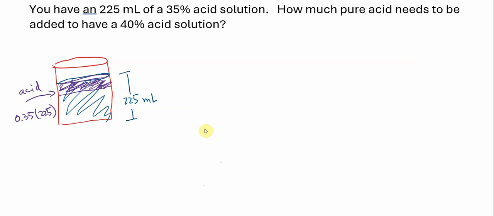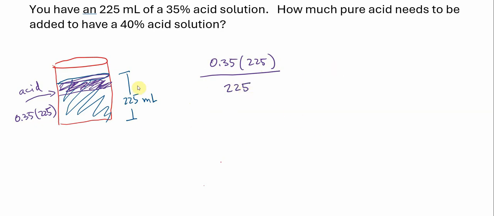All right. So now how much more acid do we need to pour in here so that the total amount, the purple compared to the blue, will be 40%? And so I like to represent this situation as what we have and then kind of add to it to see what we need. So at the moment we have 0.35 times 225. That's how much acid is in this beaker. And this is how much total liquid is in here.